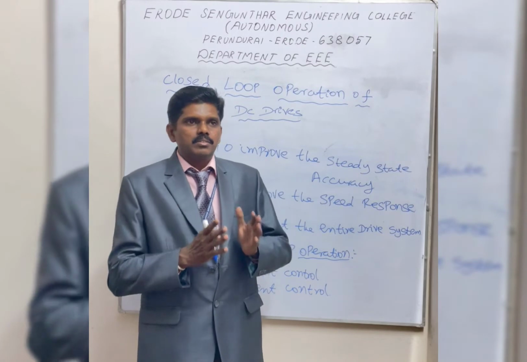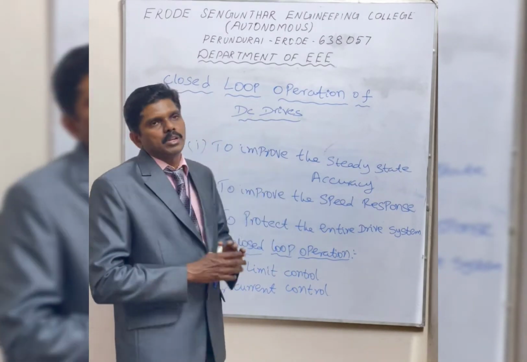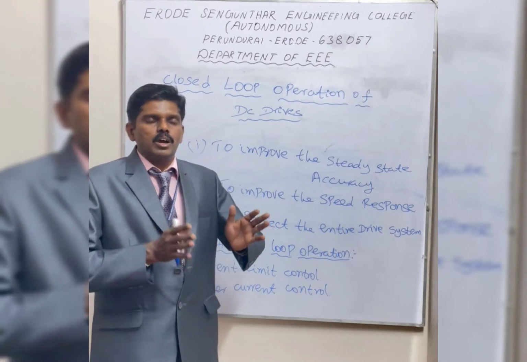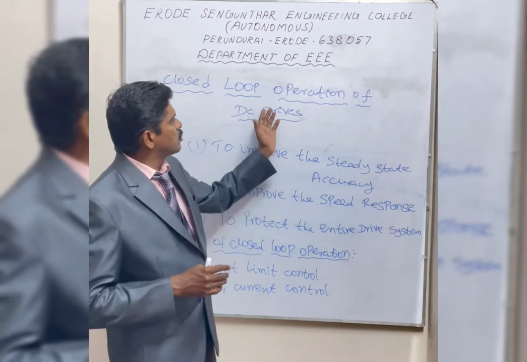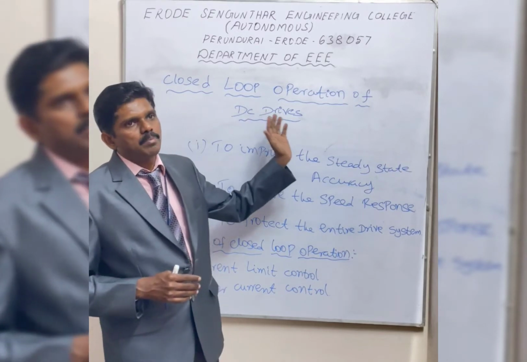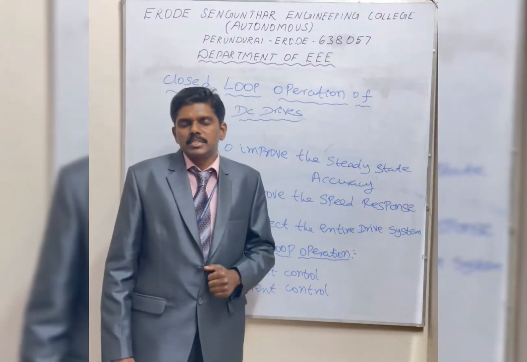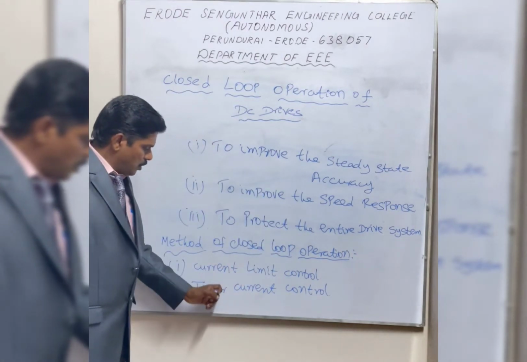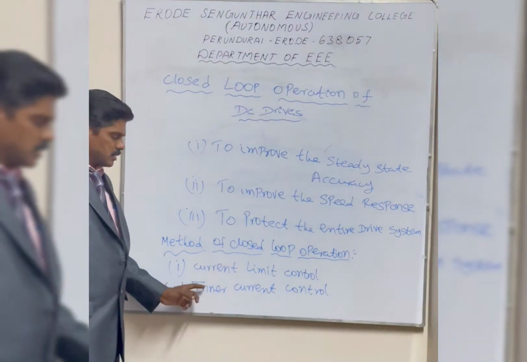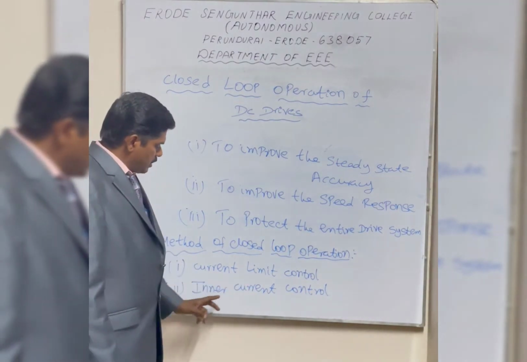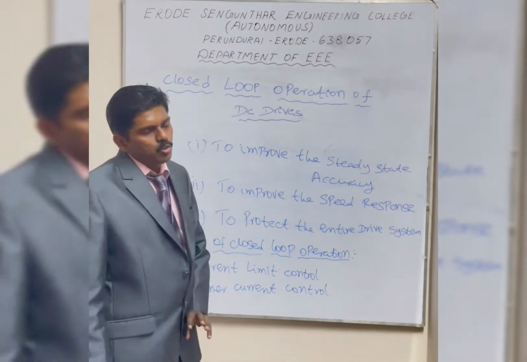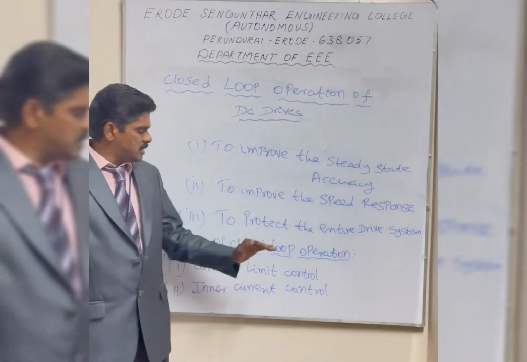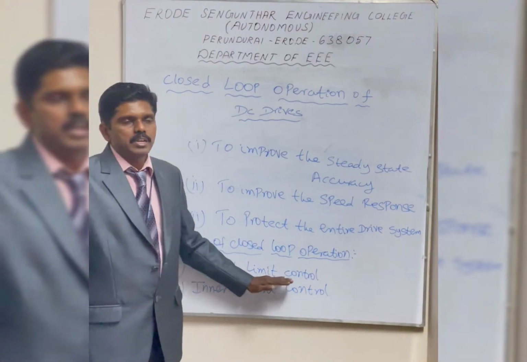Those methods we are going to implement in the closed loop operation. How are we going to implement the armature voltage control or the field weakening control in a closed loop operation, such that we obtain speed control over the DC drives? We are going to discuss this with respect to the two closed loop operations. The first one is current limit control, then the second one is the inner current loop control, or simply inner current control. First we are going to discuss the current limit control.